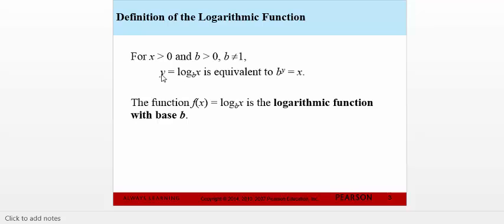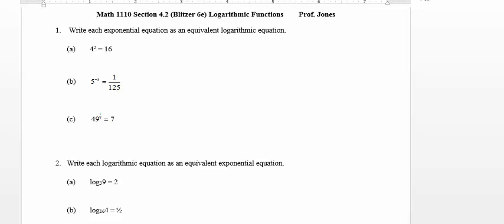So notice what this is telling us. As long as x and b are bigger than 0 and b is not 1, then y equals the base b log of x is equivalent to b to the y equals x. So let's take a look at our first problems on the worksheet. In these first three problems, we're given an exponential equation, and we want to write the equivalent logarithmic equation.